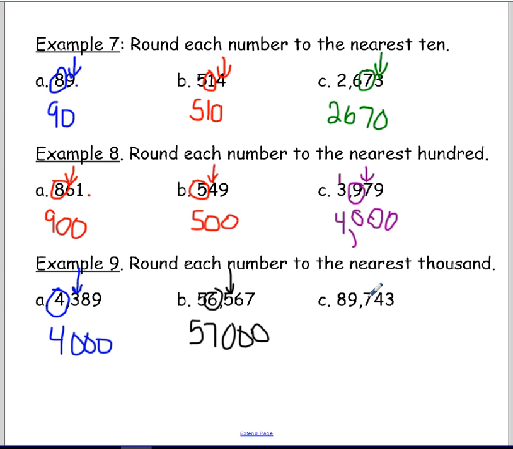And 89,743. So our thousands spot is the 9. The number to the right of it is the 7. It tells us to bump the 9 up to a 10. So again, we'll have to add that 1 from the 10 to the 8 in front of it to make it a 9. And then everything after turns into zeros. So 89,743 rounded to the nearest 1,000 is 90,000.